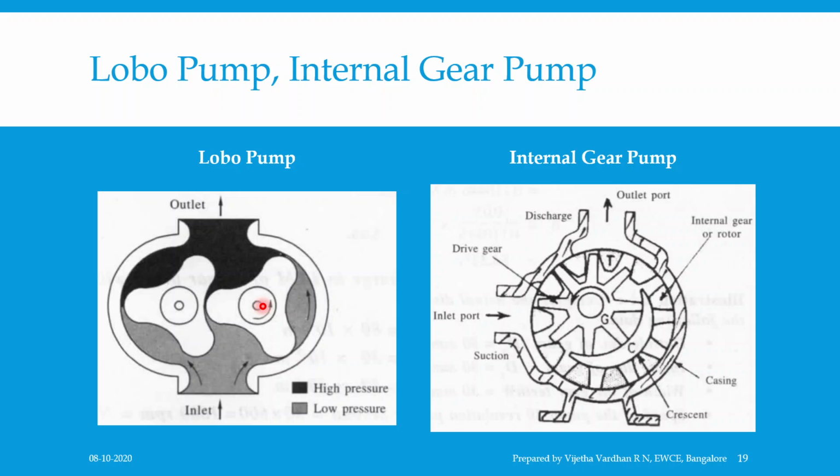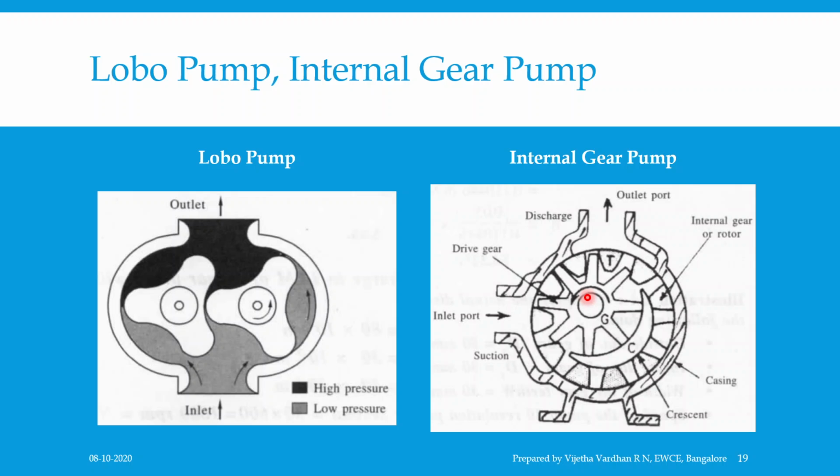In the internal gear pump, the meshing of teeth of the gears takes place internally and hence the name internal gear pump. This consists of an external gear that meshes with the teeth of an annular gear, as shown in the figure over here. You can observe the pumping chamber is formed between the gear teeth of the gears.